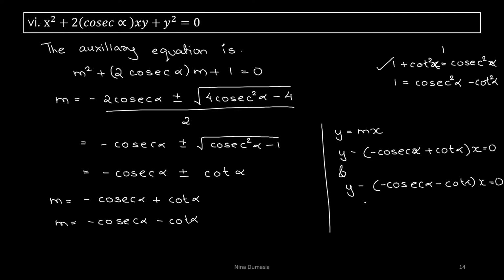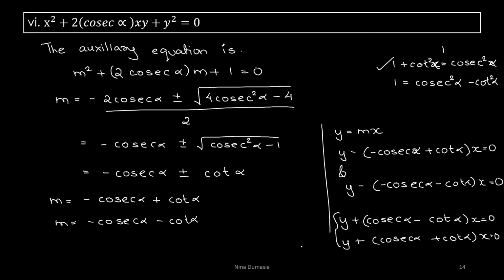Of course we can simplify this a little more and we can write this as y plus cosec alpha minus cot alpha into x is equal to 0. This is the first equation. Here also, if I take minus inside, everything will become plus and we will have y plus cosec alpha plus cot alpha into x is equal to 0. These two become our separate equations. Okay? So you can always find the separate equations using the auxiliary method also.